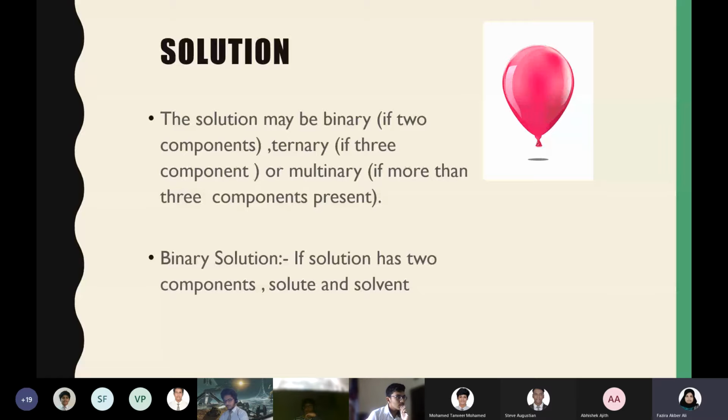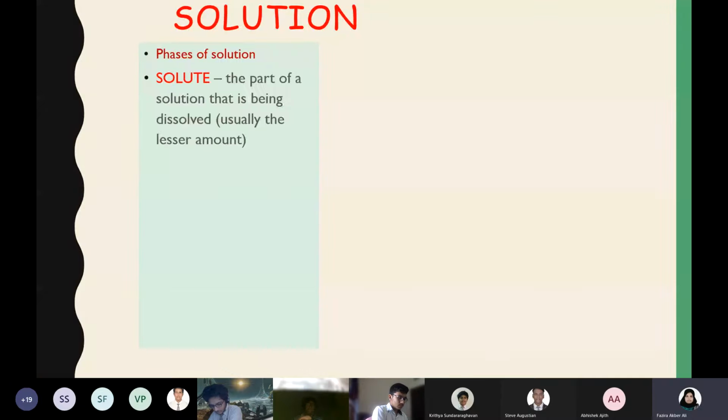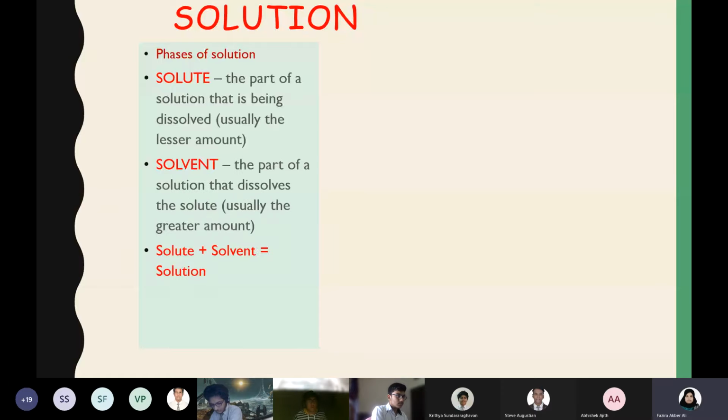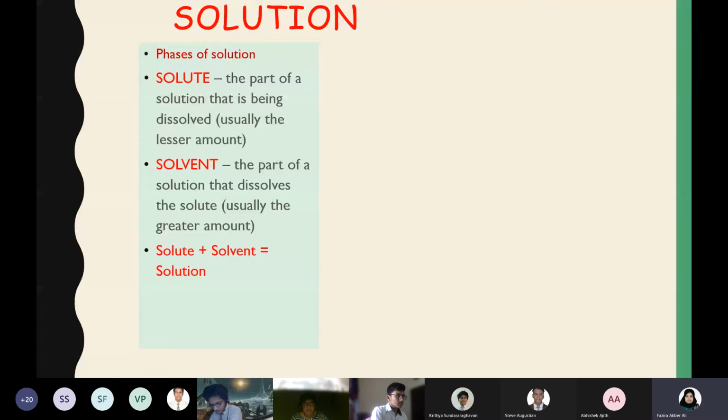Most of the examples that we are going to discuss throughout this entire chapter will come under binary solution. A binary solution is divided into two parts, solute and solvent, in terms of their quantity present. Solute is the one in lesser quantity and solvent is the one with comparatively larger quantity.